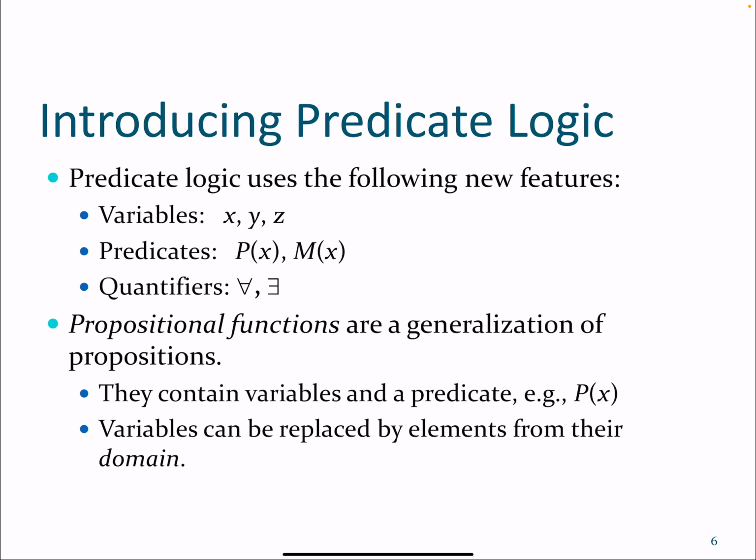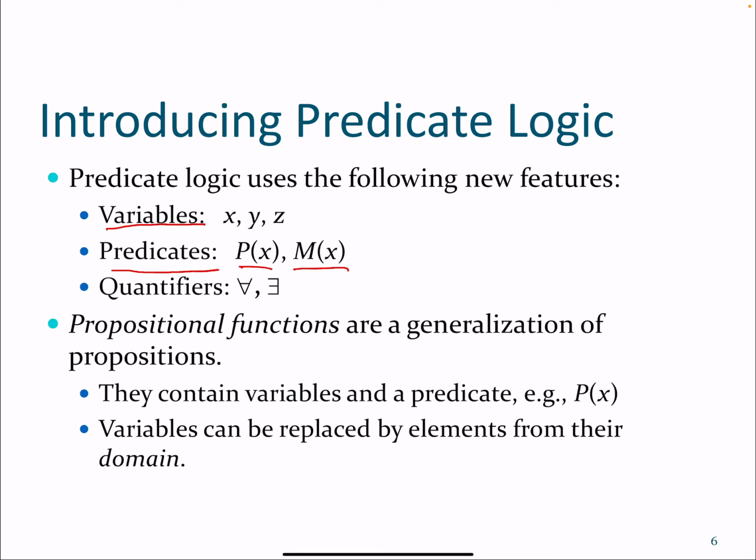So here we introduce predicate logic. Predicate logic uses the following features. First of all, we're going to have some variables in it. In previous propositional logic, we do not have uncertain parts, such as variables. But in predicate logic, we can use these variables. Once we have a sentence with these variables, we call them predicates, such as P(x), M(x). For example, P(x) can be x is made of green cheese. So we don't know what x is right now.